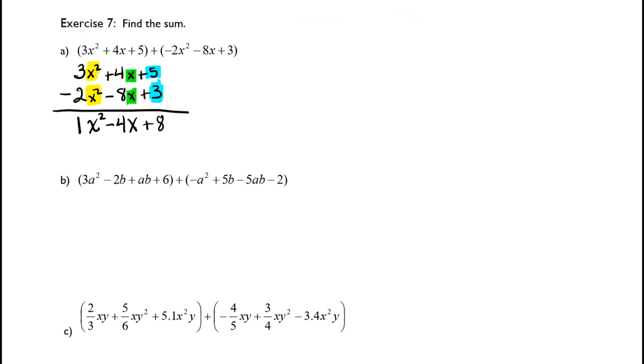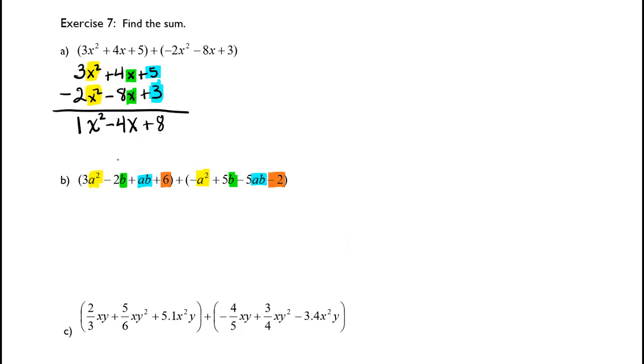I'm going to do something very, very similar on the next one. I'm just going to highlight them similarly to the previous one. I have an a squared and an a squared. I have a b and another b. I have an ab and an ab term. And then lastly, I have a 6 and a negative 2.